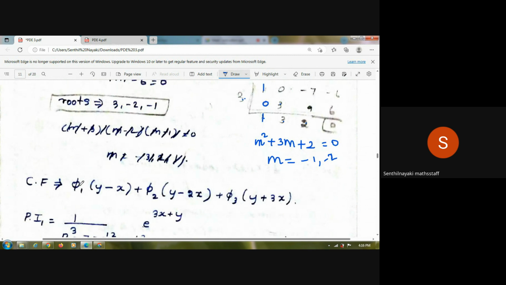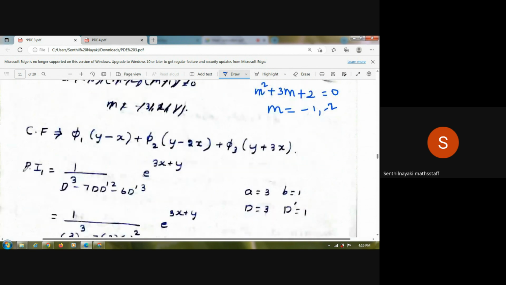Therefore the complementary function is phi 1 of (y minus x), this is for minus 1, plus phi 2 of (y minus 2x), this is for minus 2, plus phi 3 of (y plus 3x), this is for 3. Next we have to find out particular integral 1, because there are two functions, so there are two particular integrals, so this is particular integral 1.